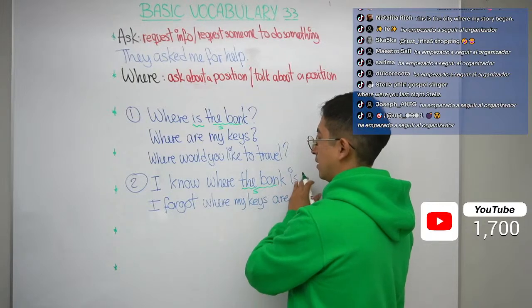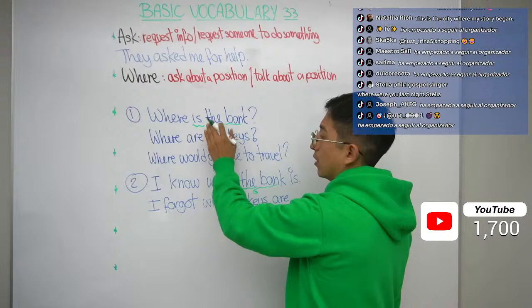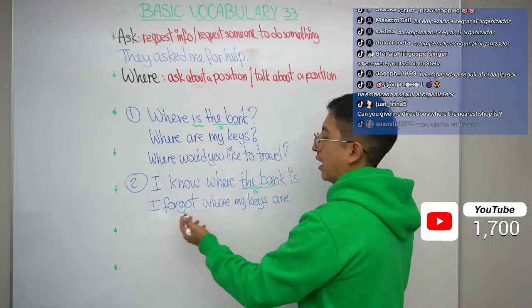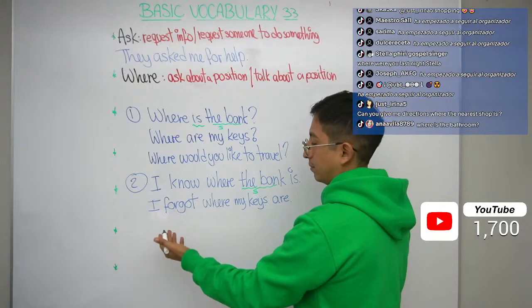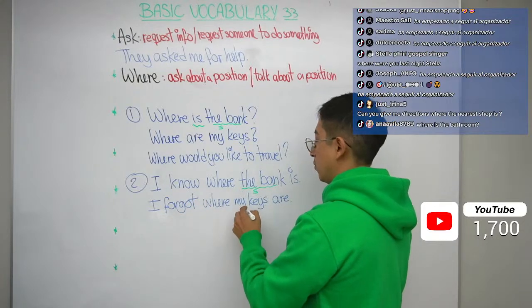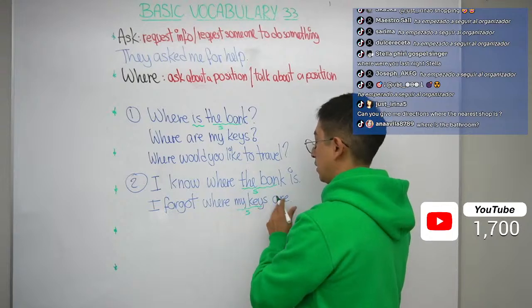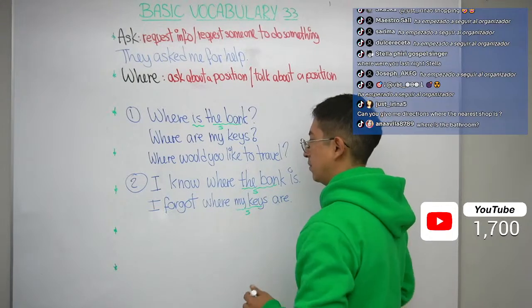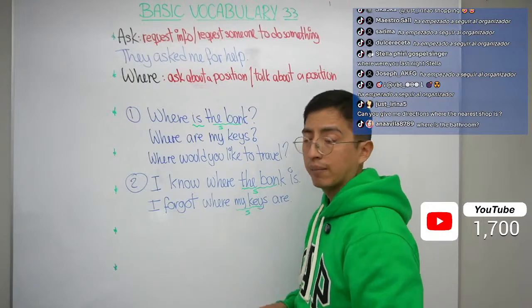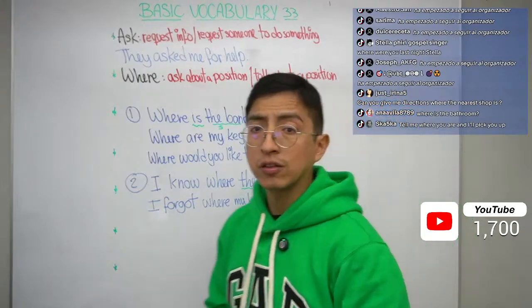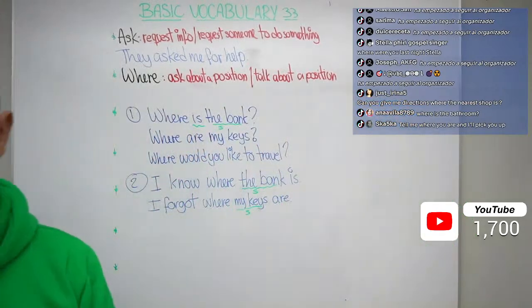Where the bank is. Pregunta directa, where is the bank? Siguiente es lo mismo, ¿no? Where are my keys? I forgot. Yo olvidé, o yo me olvidé. Where my keys are. Otra vez tenemos el subject here y el verbo to be al final. Estos intercambian, nada más. Listo. Vamos entonces ahora a leer sus oraciones. Let's read your sentences now, guys.